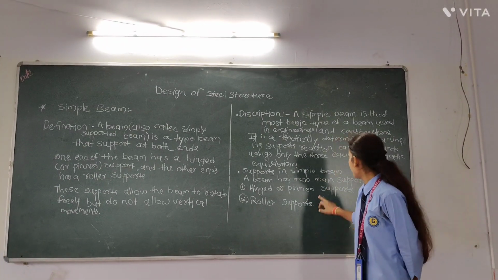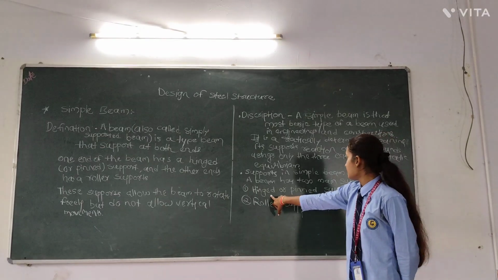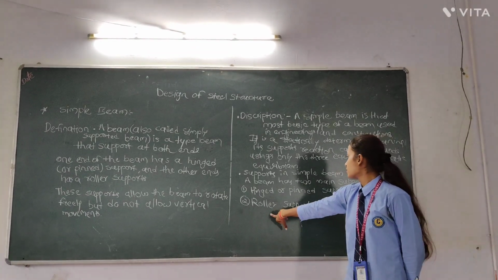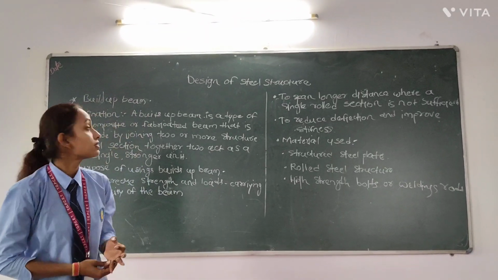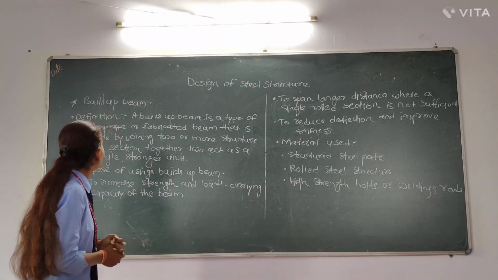Supports in a simple beam. A beam has two main supports. One is the hinge or pin support. Second is the roller support.